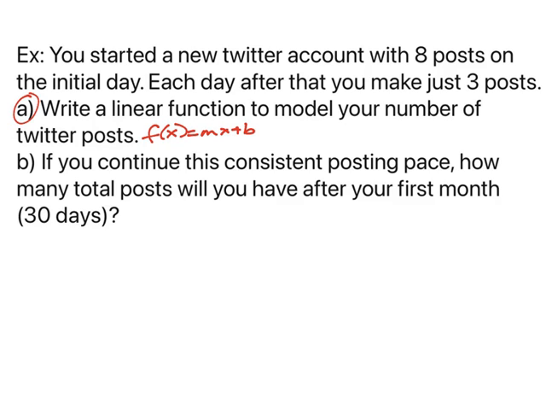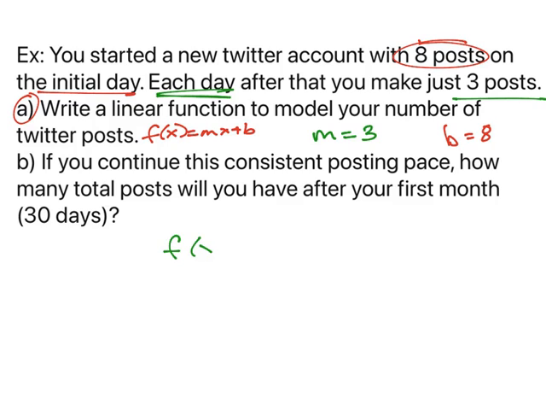So what do we know? Well, I started with 8 posts on the initial day. That's my y-intercept, right? My initial starting point, my initial value. Then I make 3 posts each day. That's a rate of change. So each day I make 3 posts, right? 3 posts per day, rate of change. That is my slope. So my function is f of x equals 3x plus 8. That's A.